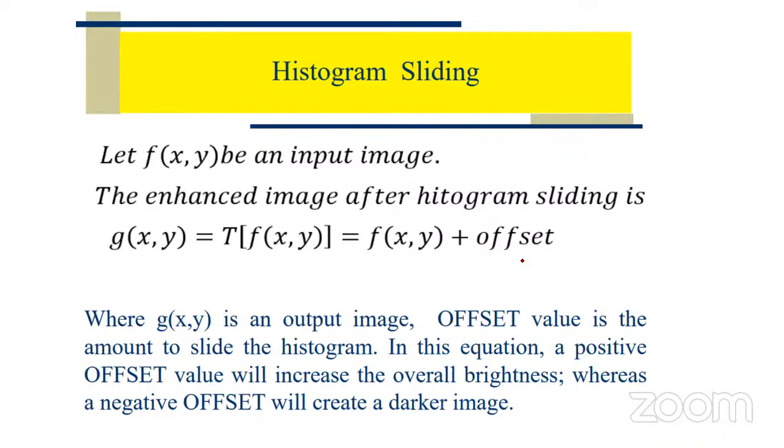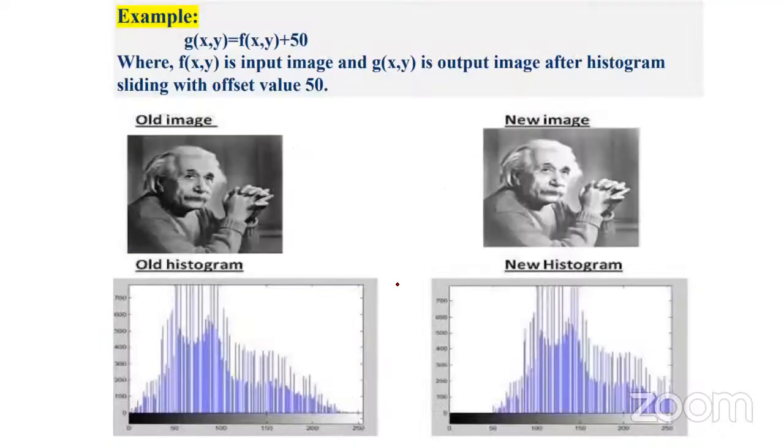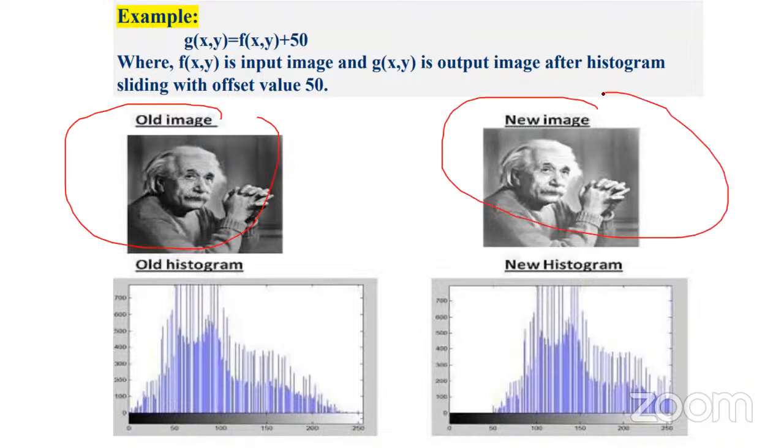What is histogram sliding? We can slide either to the left side or the right side. To slide the histogram to the left, we have to subtract. To the right, we have to add. That is called the offset value or some threshold value, let us assume. This is called histogram sliding. Here you can see the example: g(x,y) = f(x,y) + 50. I'm just adding 50 to the input image, so each pixel value in the entire image is increased by 50. Based on that we get the output image.